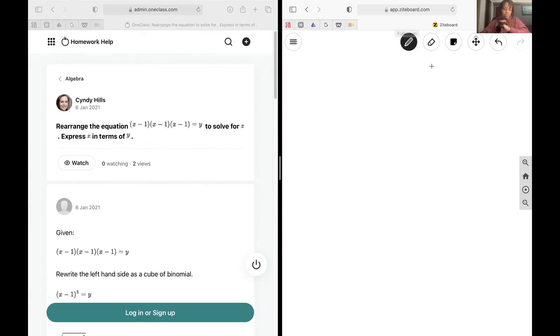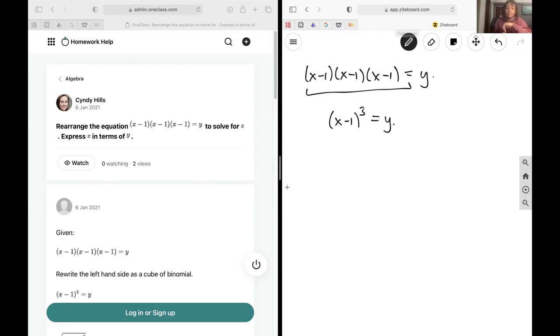Okay, next up, I would like to rearrange this expression to solve for x and express x in terms of y. So I have x minus 1, x minus 1, x minus 1 is equal to y. I can simplify this a little bit further to give me x minus 1 cubed is equal to y.